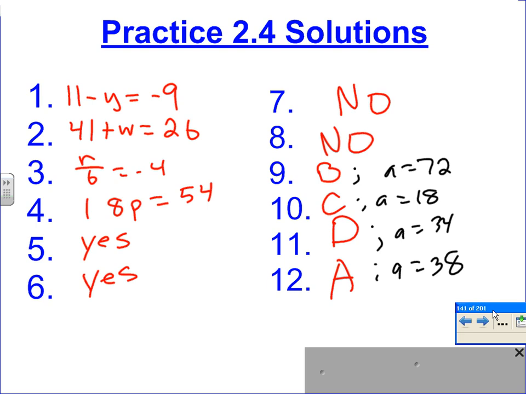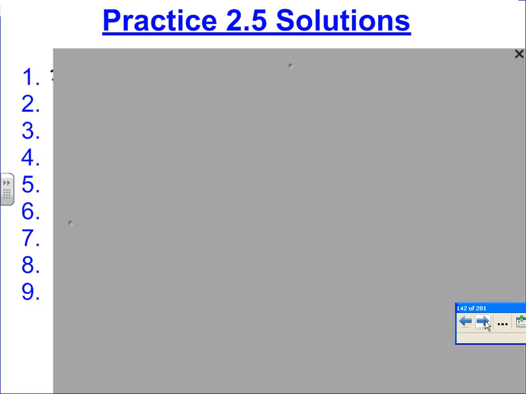Before I go to 2.5, questions on 1 to 12. Emma? That's fine. You didn't have to, but that's fine. That works with me. Okay, everyone's okay? Okay, let's go to practice 2.5. Annalise, could you tell us what you got for numbers 1, 2, and 3?